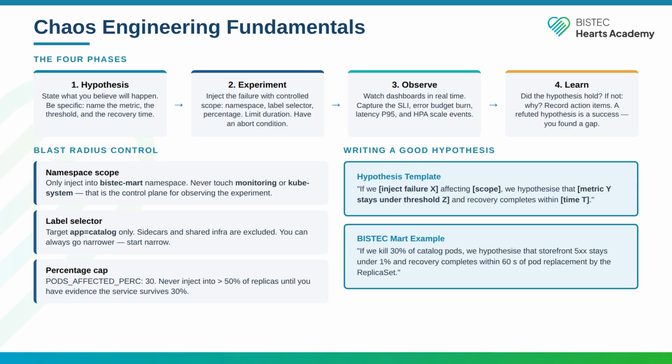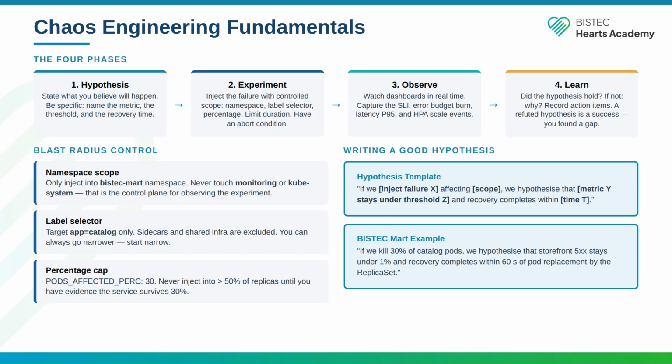The abort condition is the safety mechanism that earns organizational trust. Before running any experiment, define the metric threshold at which you stop. If catalog 5xx rate exceeds 5%, the experiment aborts. This needs to be automated, not a manual judgment call.